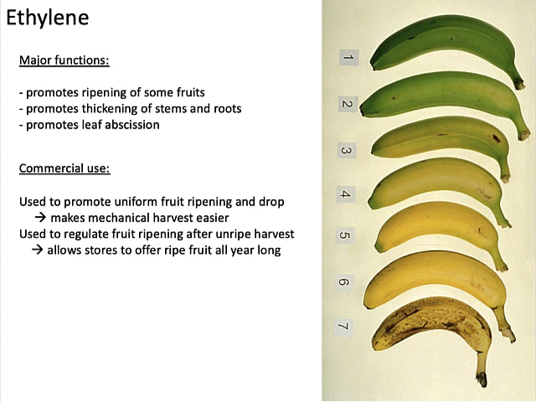Now, ethylene is often used commercially, particularly for fruits that are harvested in South America and then transported to North America for consumption. The fruits are harvested when they're completely unripe, so they will be very green in appearance, and then shipped thousands of miles to the other part of the world where they're going. And then finally, ethylene can be used to help induce a rapid fruit ripening.